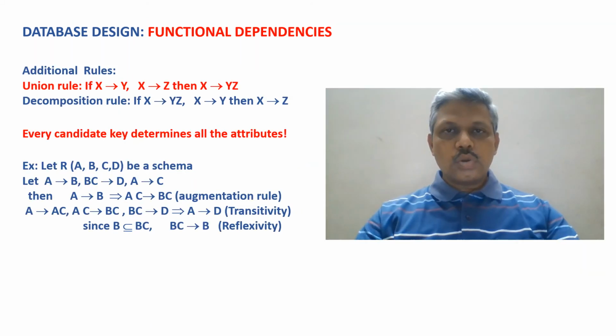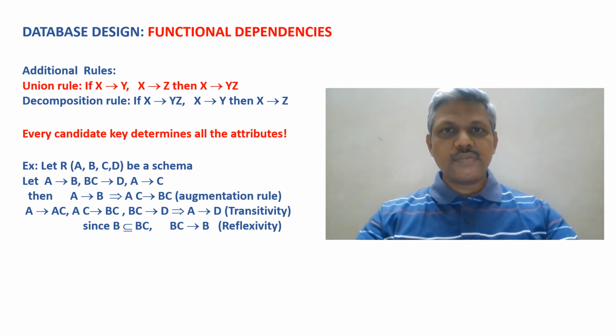Look into two more rules which are not part of Armstrong's axioms, but these are useful in deriving other rules in F plus. But these are not independent rules. They can be derived from Armstrong's axioms.